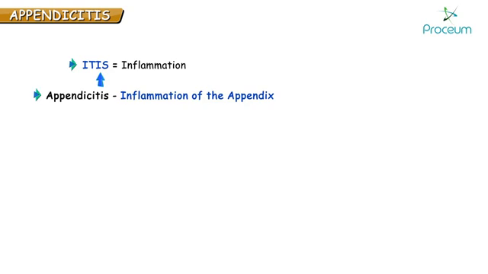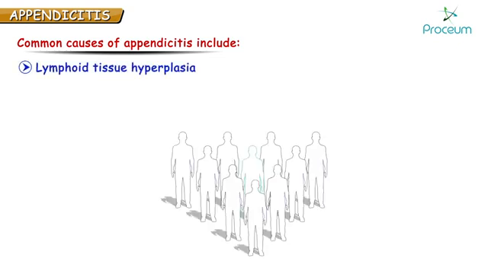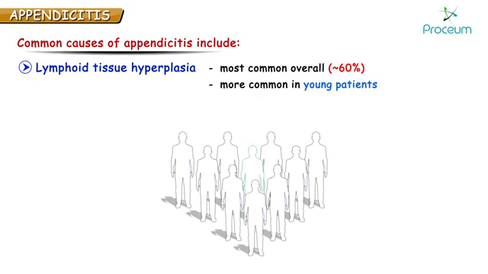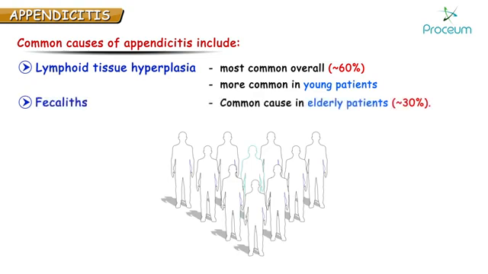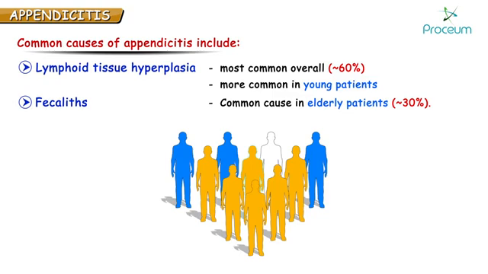Now let's understand why the appendix is getting inflamed. The most common cause of appendicitis is lymphoid tissue hyperplasia, in about 60% of patients. The second most common cause is fecolith, in about 30% of patients. So let's say 10 patients with appendicitis come to you. Out of them, 6 will have lymphoid tissue hyperplasia and 3 will have fecoliths.